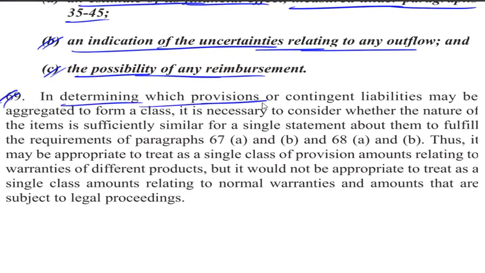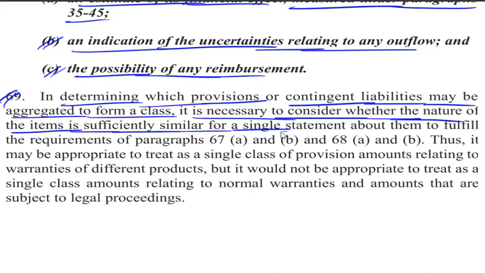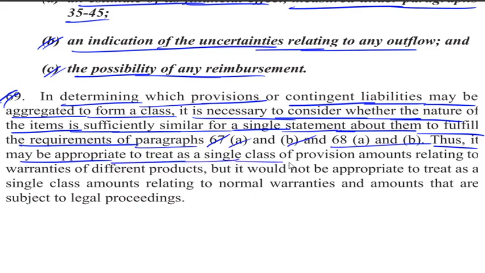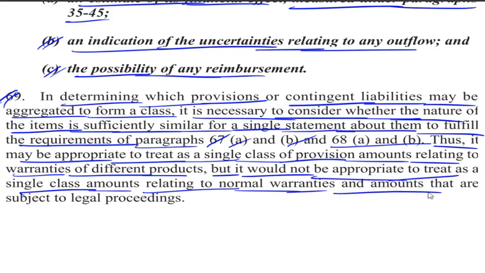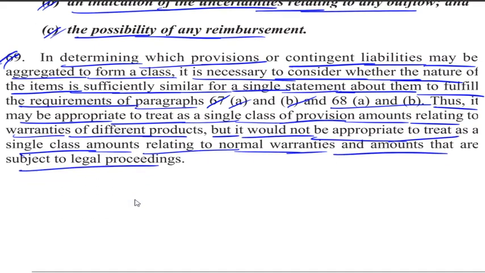In determining which provisions or contingent liabilities may be aggregated to form a class, it is necessary to consider whether the nature of the items is sufficiently similar for a single statement about them to fulfill the requirements of para 67A, B and 68A, B. Thus, it is appropriate to treat as a single class of provision amounts relating to warranties of different products, but it would not be appropriate to treat as a single class amounts relating to normal warranties and amounts that are subject to legal proceedings.